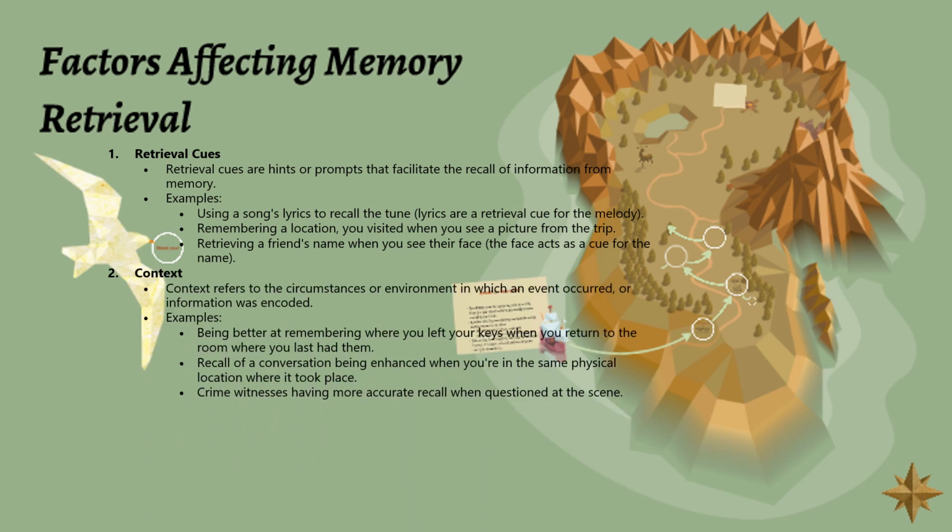We have the context. Context refers to the circumstances or environment in which an event occurred or information was encoded. Example: being better at remembering where you left your keys when you return to the room where you last had them. Recall of a conversation being enhanced when you're in the same physical location where it took place. Eyewitnesses having more accurate recall when questioned at the scene.